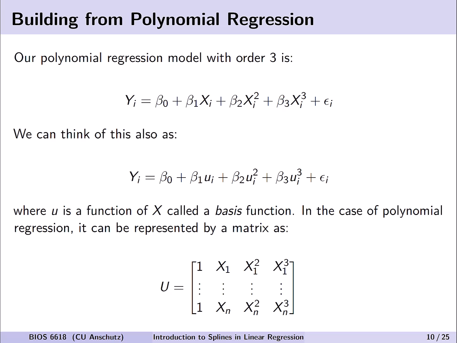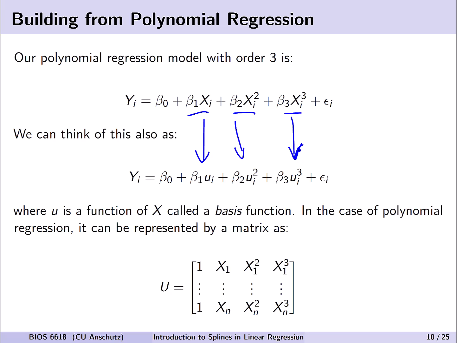So let's start by motivating splines more generally from polynomial regression. So we see in polynomial regression, if we have our order 3 model, what that really means is that we have x squared and x cubed in that model. Now, we can similarly think of these actually as u squared and u cubed here, where u is a function of x called the basis function.